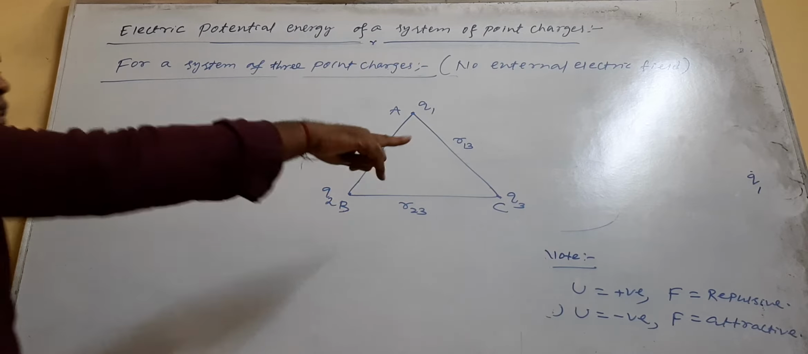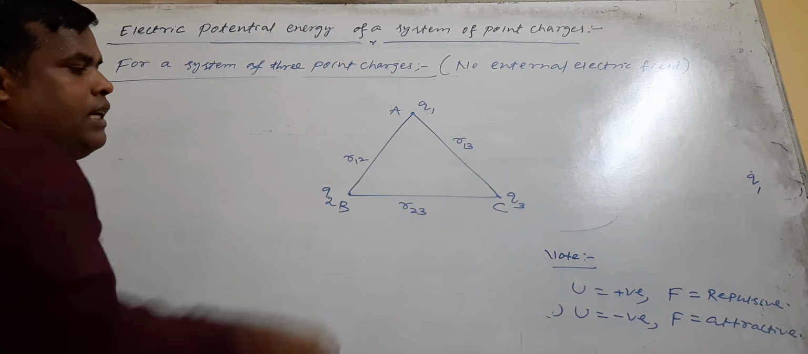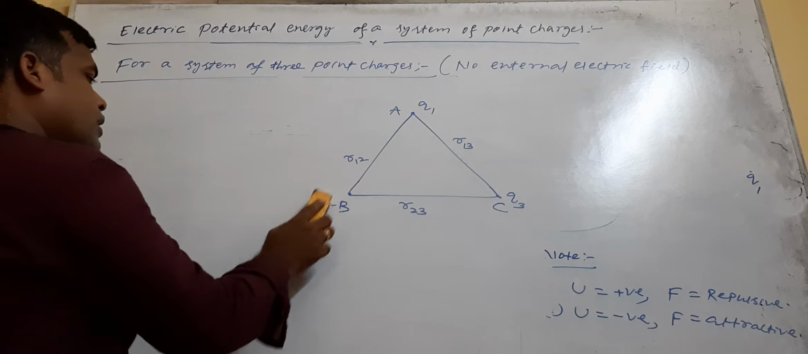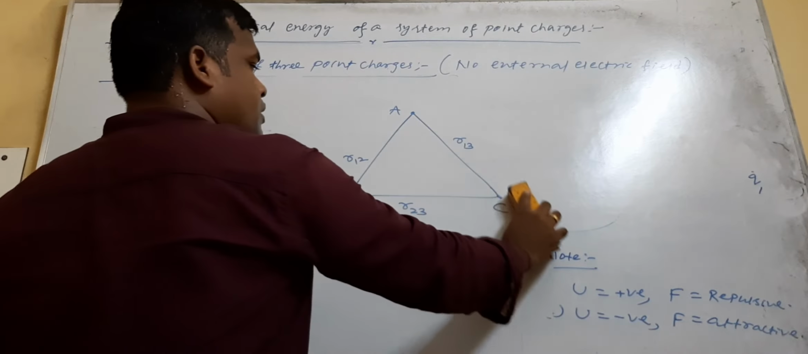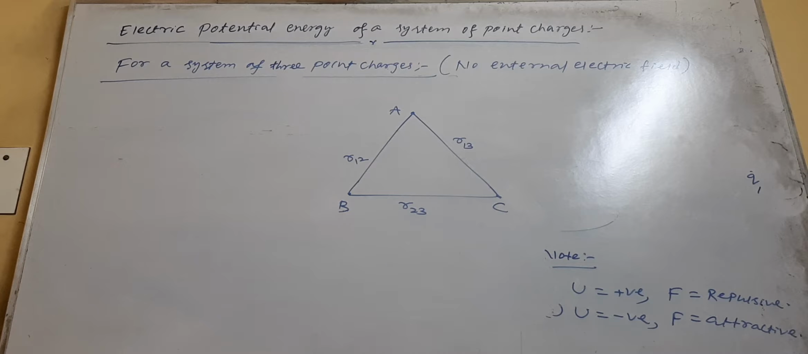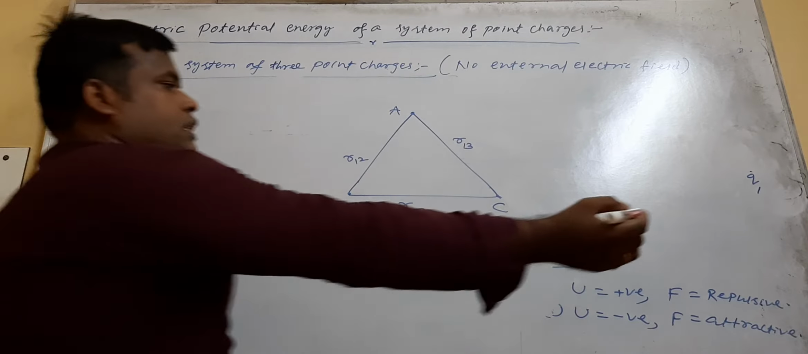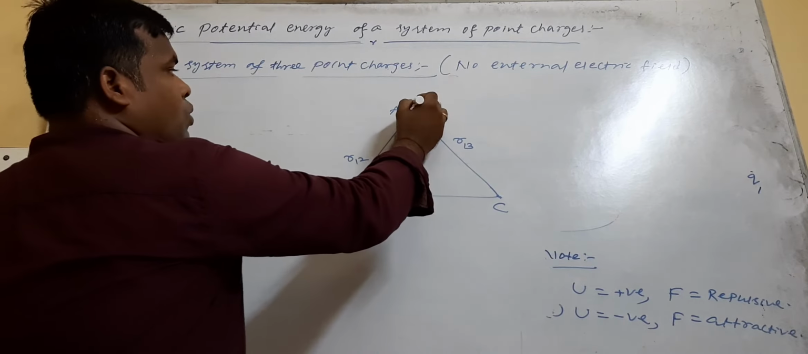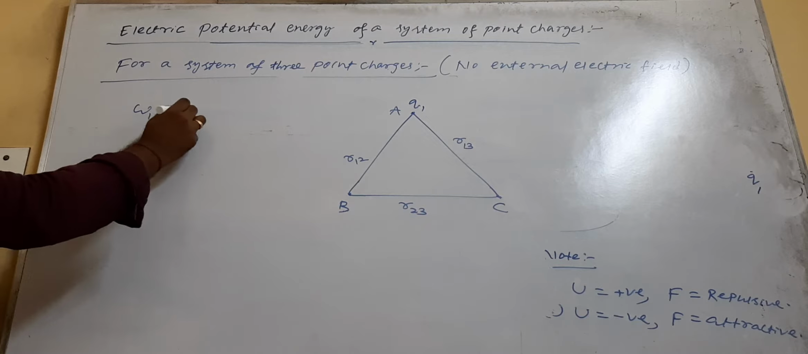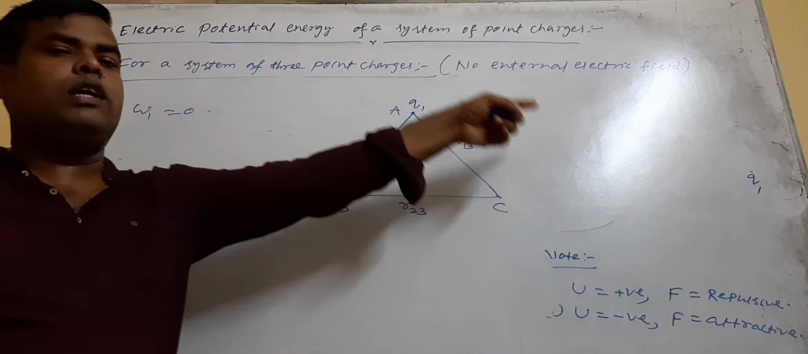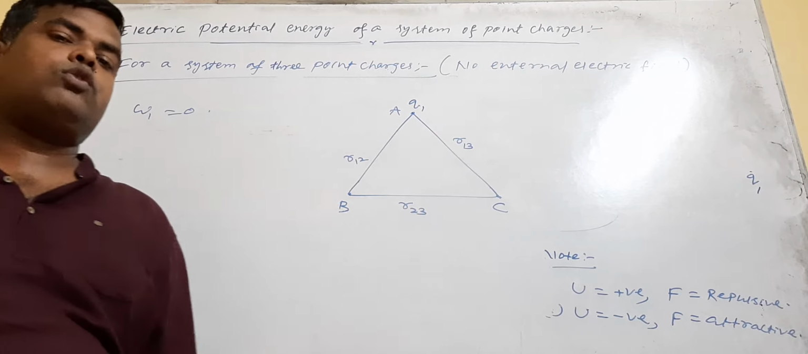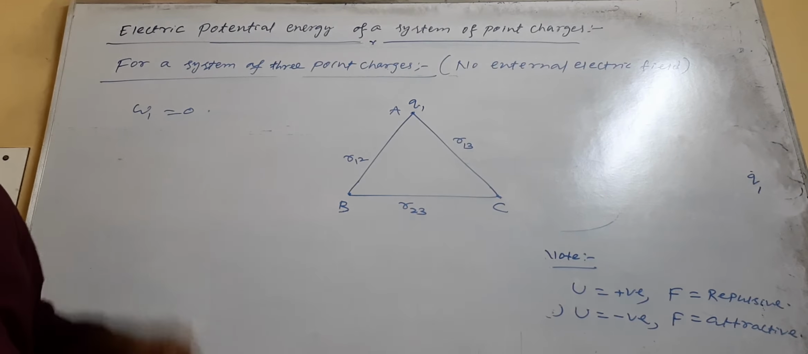You bring the charges from infinity to their respective places and you see what is the total amount of work done. There is no external electric field. Now you bring the charge Q1 from infinity to A. What is the amount of work done? W1 is equal to 0. As there is no external electric field, it will experience no electrostatic force, so work done is 0.